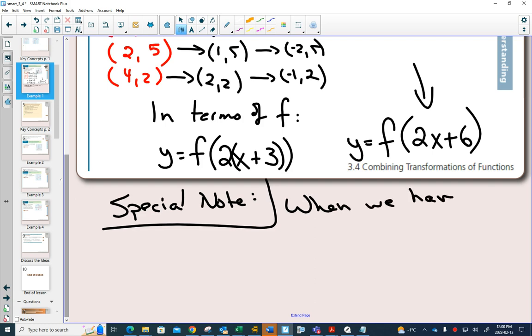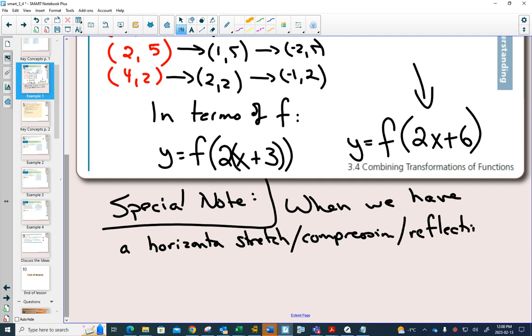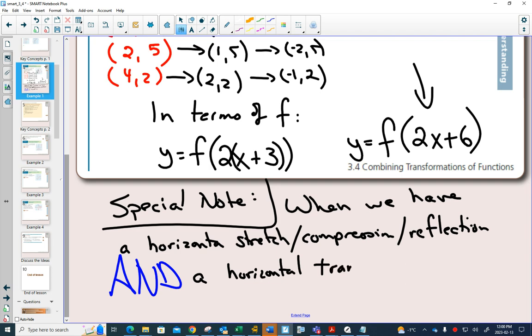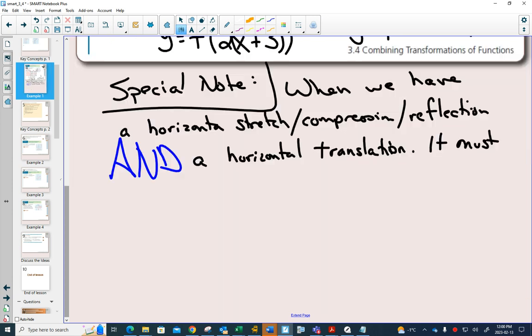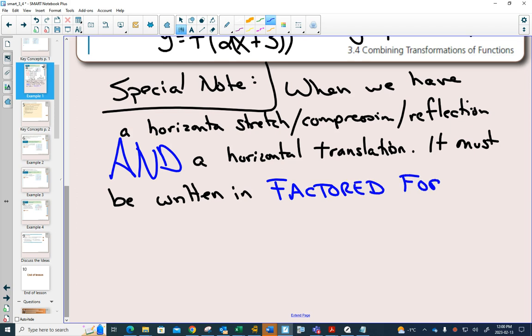When we have a horizontal stretch or compression or reflection and a horizontal translation, it must be written in factored form. There we go. 7 exclamation marks means that that's really important.